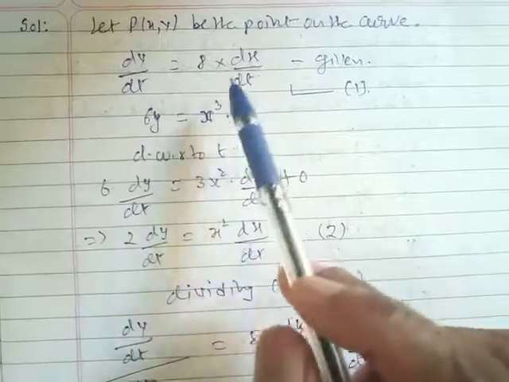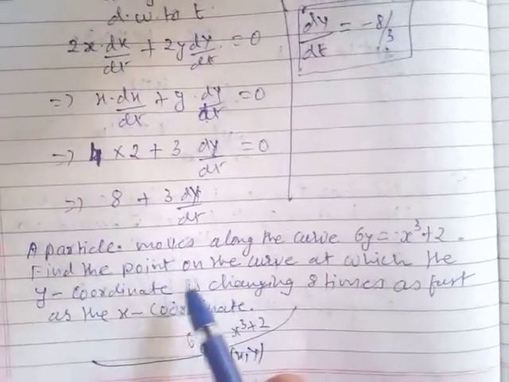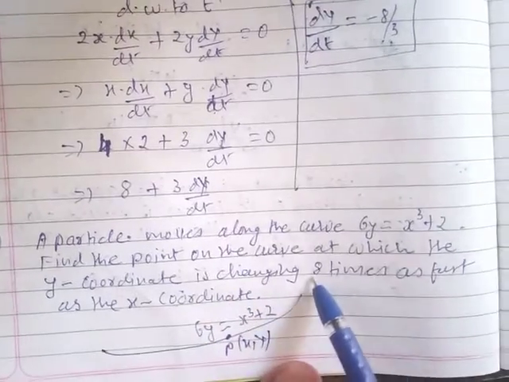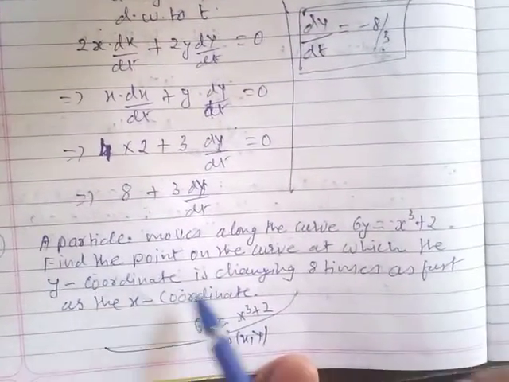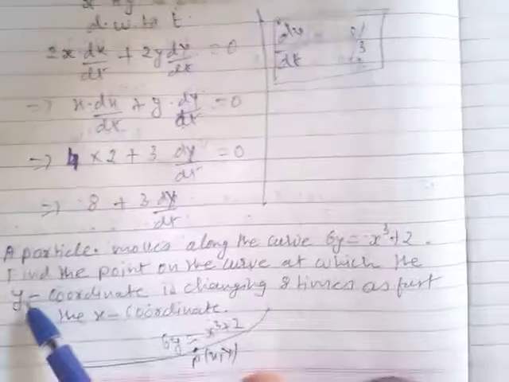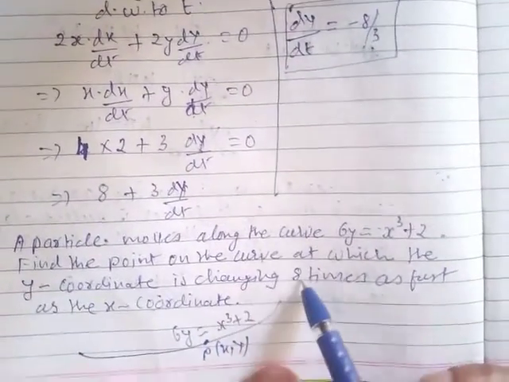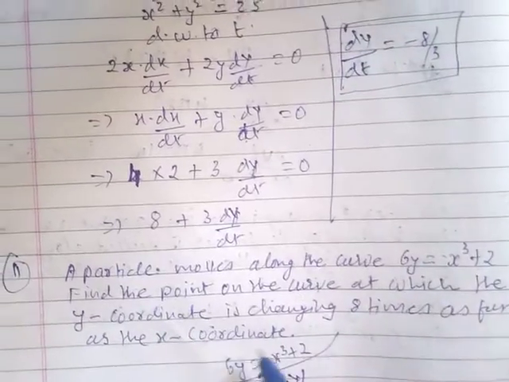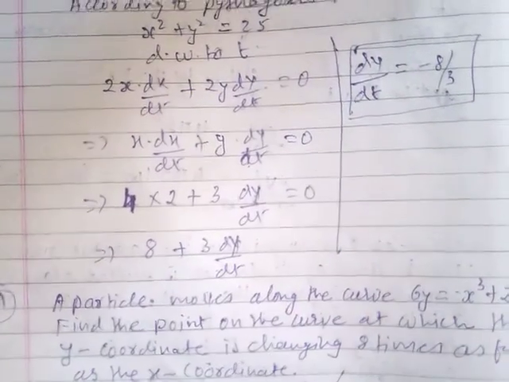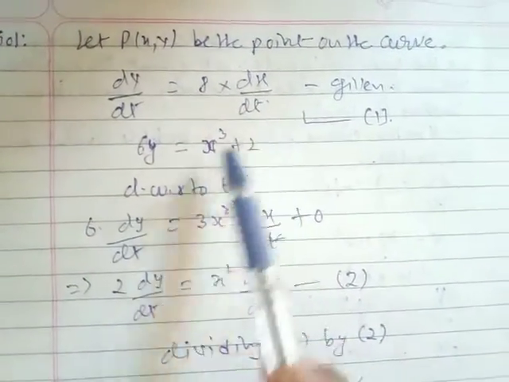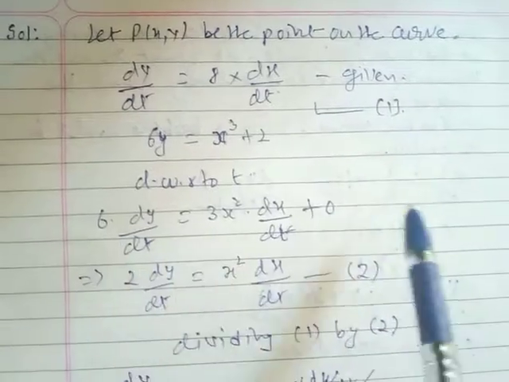How did you get this one? Find the point on the curve at which the y coordinate is changing 8 times faster. Faster means rate. Faster means dy by dt is equal to 8 times the x coordinate's rate, so dx by dt. So dy by dt is equal to 8 into dx by dt. This is the first equation we can consider.